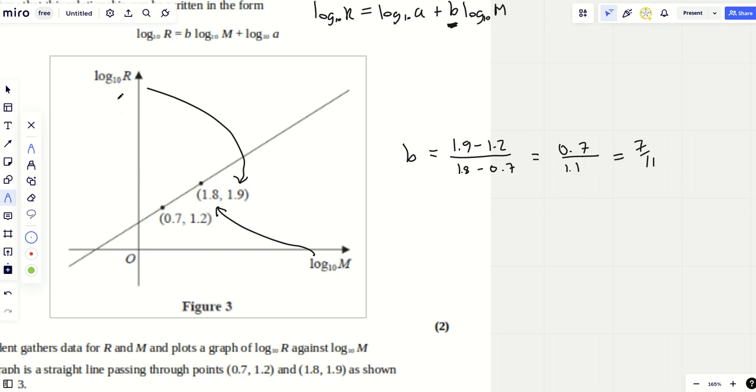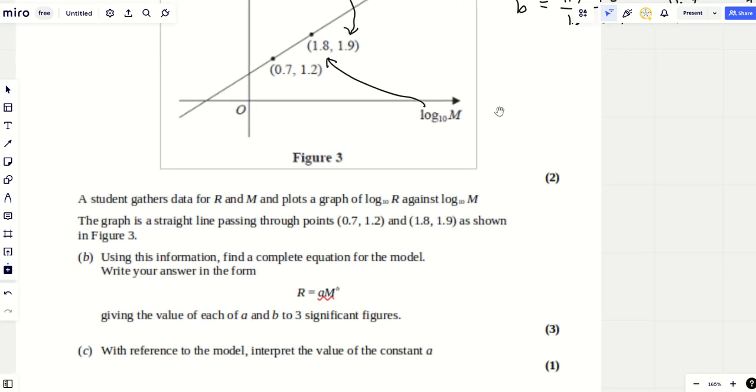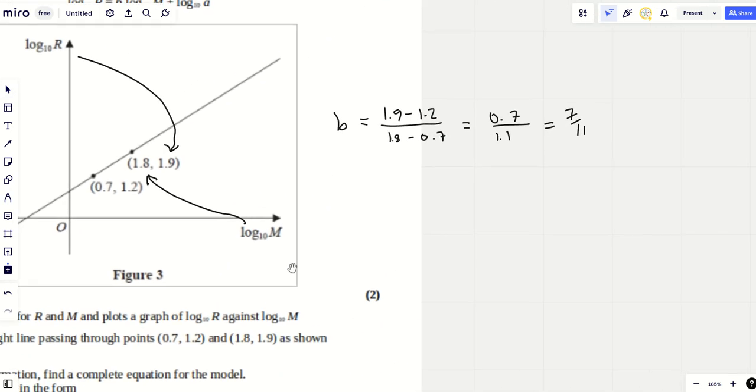Cool. Did it want b exact? I've got to find a and b to 3 sig fig. I don't know what 7/11 is. Let me work it out. 0.636363. So let's say 0.636.